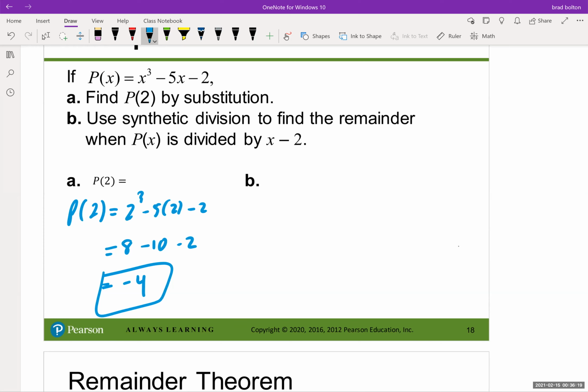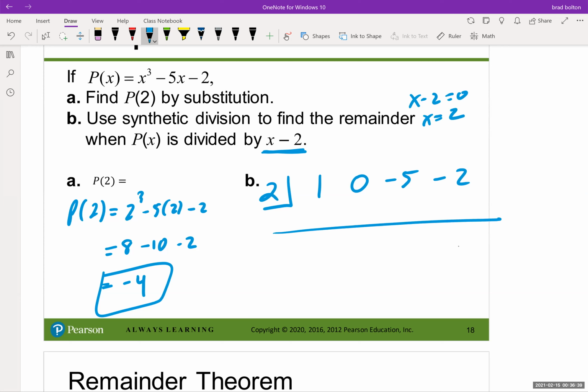Now over here, they want us to use synthetic division using x minus 2. So we know that we're going to do 1x cubed, 0x squared, minus 5x, minus 2, and we're going to divide by positive 2, because x minus 2 equals 0 means that x equals positive 2. So now we draw our bar. We bring this 1 down. We get 2. This is 2. This is 4. We get negative 1. We multiply again, we get 2, and we get 0.